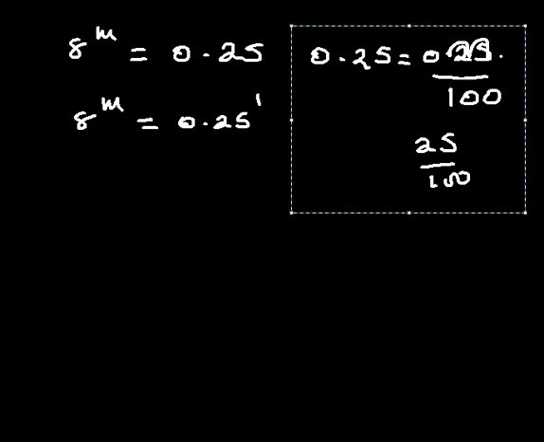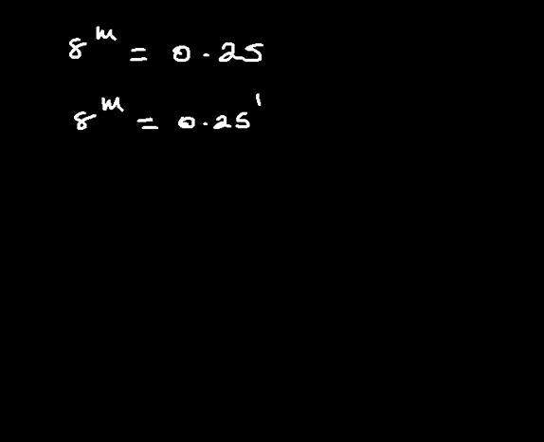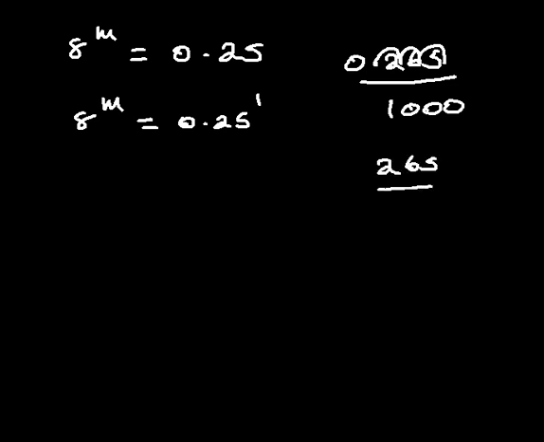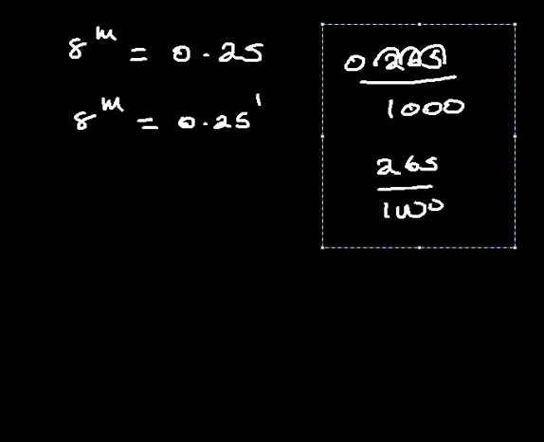Likewise, if we have 0.265, the decimal point has passed over 3 numbers. That corresponds to 3 zeros, so we have 265 divided by 1000. Each number the decimal point passes corresponds to a single zero down there.